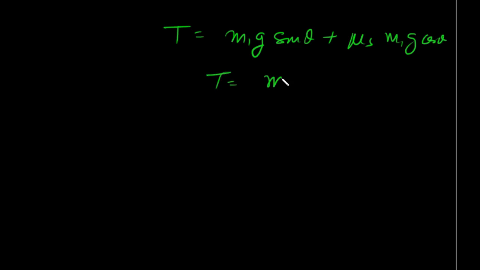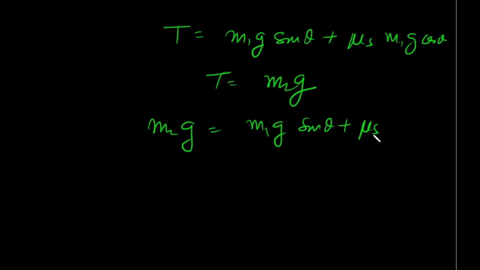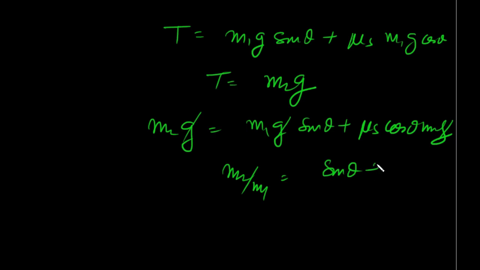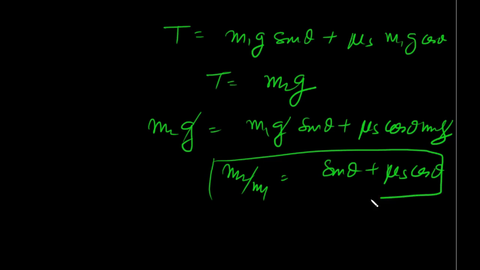And T was earlier equal to m2g. So we can equate these two. We have m2g equal to m1g sin theta plus mu s cos theta m1g. The g gets cancelled out. So m2 by m1 equals sin theta plus mu s cos theta. This is the ratio of masses when the friction is static.